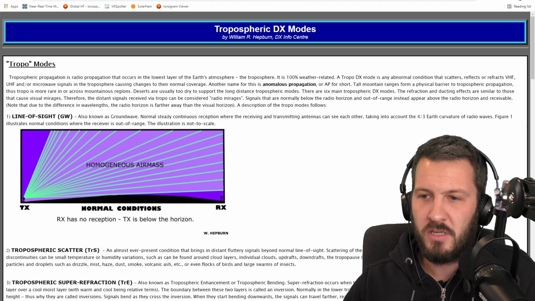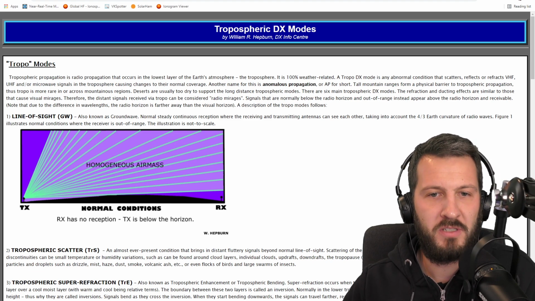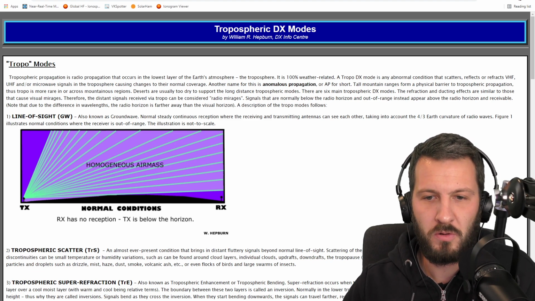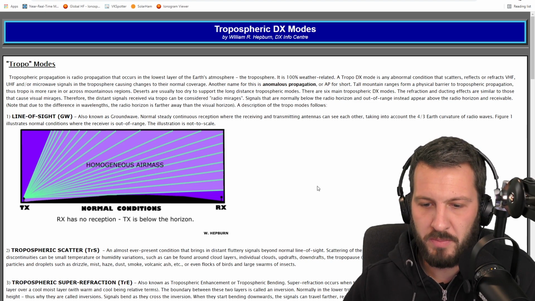So here I am on the Tropospheric DX Modes website by William Hepburn, DX Info Center. I'll put the links in the description below to all of this material. And this page basically talks about what tropospheric propagation is, and we'll just go into a little bit of this. We won't go into too much.